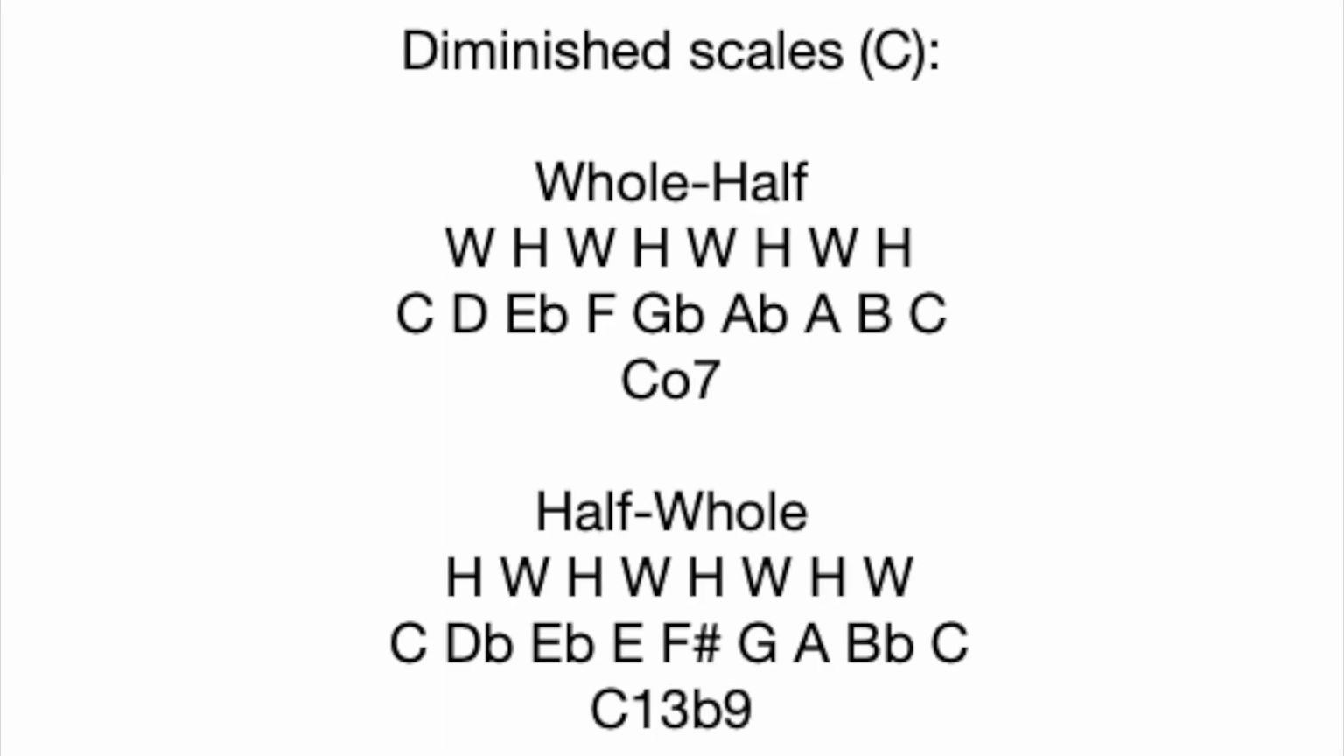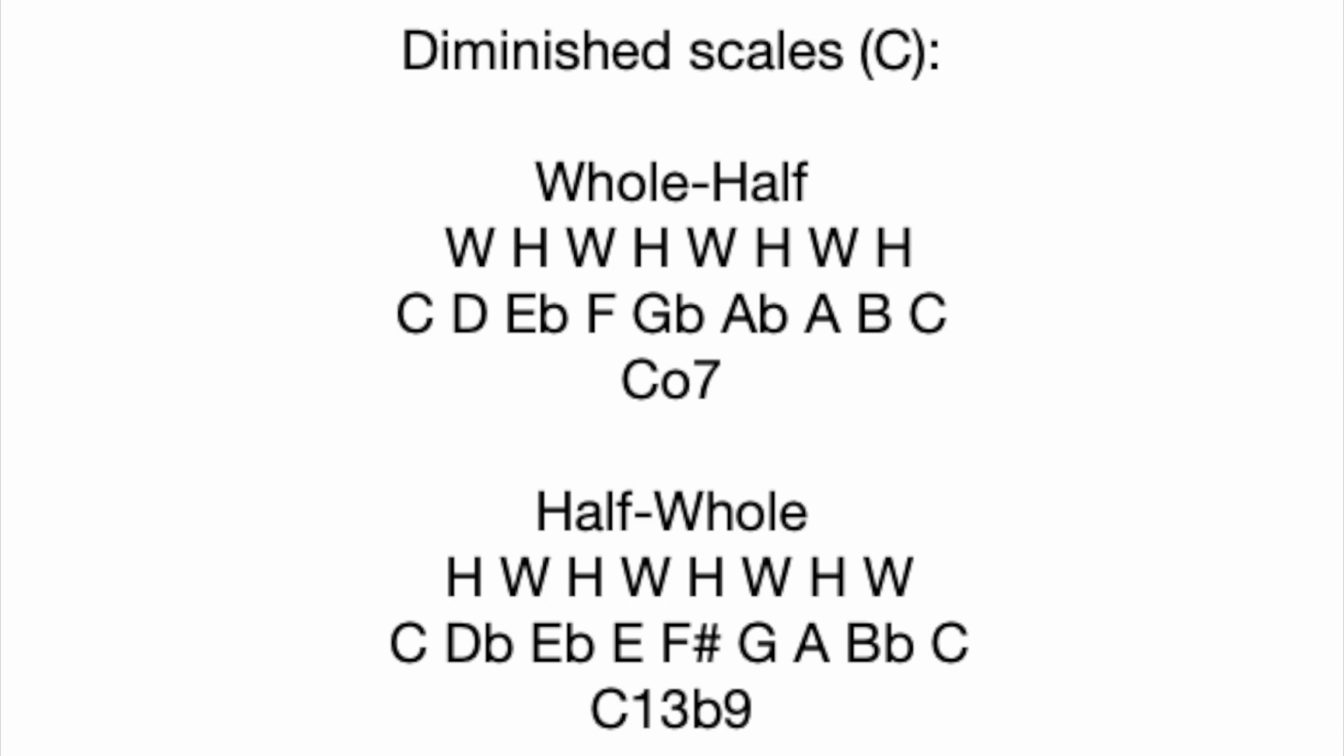The diminished scale is based on a repeating whole step, half step sequence. Because the scale is comprised of 2 intervals, there are 2 formations of the scale. The first begins with a whole step followed by a half step. Because of this, it is referred to as the whole half diminished scale. The scale is as follows: C, D, E flat, F, G flat, A flat, A, B, C. Notice there are 8 notes in the scale, making it an octatonic scale. The corresponding chord is C diminished 7.